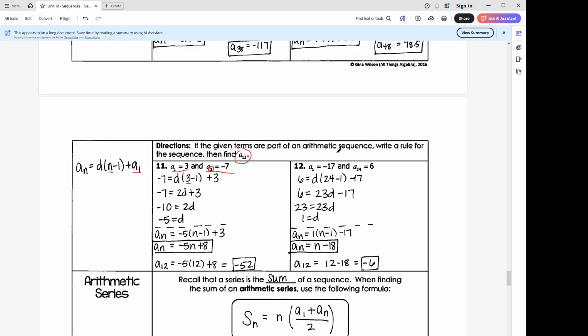Okay, so check this one out. Again, a sub 1 is -17. So again, plug it into the general formula here, -17. And then the 24th term is 6. So 6 equals D, we don't know what D is, parentheses, n is 24, this is the 24th term, minus 1, minus 17.